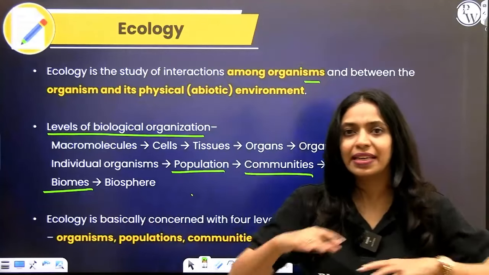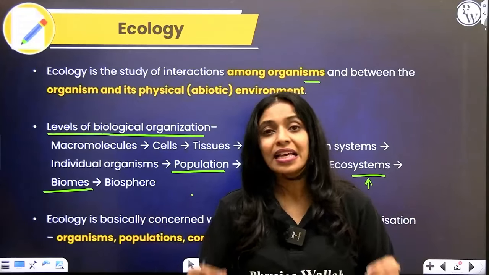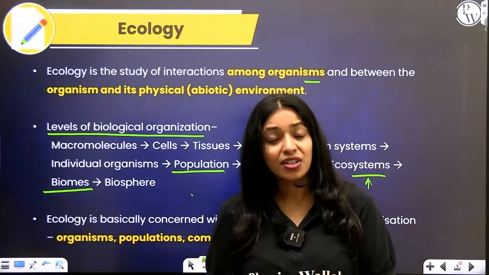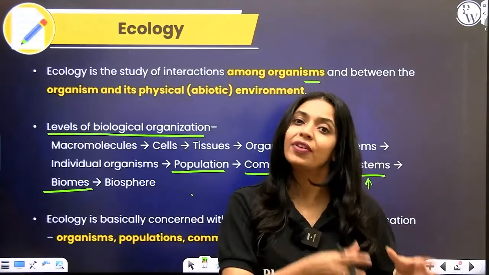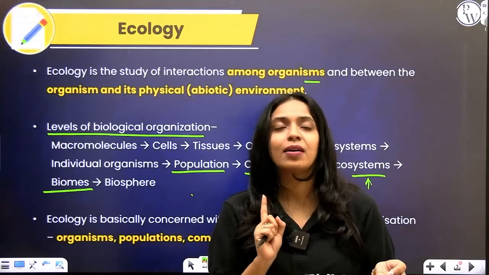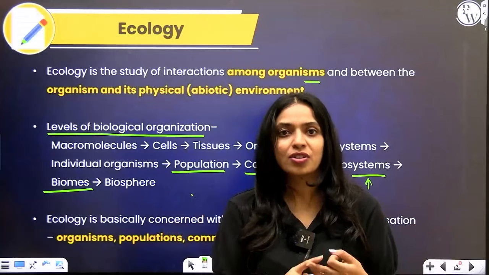Biomes are usually huge biogeographical areas that are characterized by their own set of abiotic conditions as well as their own set of living organisms. For example, we say desert is a biome. We say that rainforest is a biome. We say tundra regions are a biome.